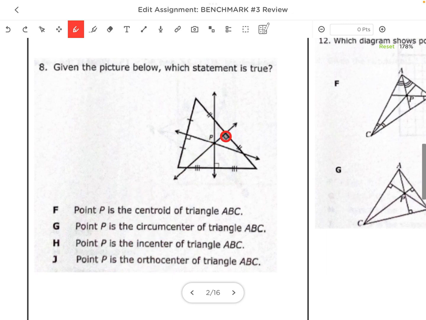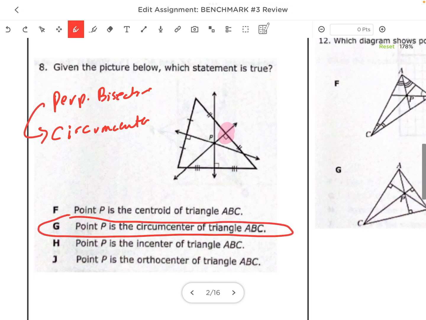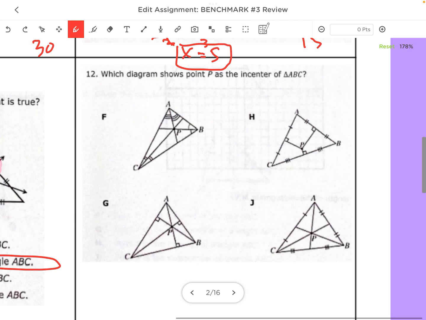Well, that's perpendicular, right? And it doesn't go to the vertex. It's just perpendicular, and these are in the middle, right? So that tells us these are perpendicular bisectors. Okay, perpendicular bisectors are circumcenter. So we know the one that has circumcenter has to be the correct answer. All right, let's keep it moving. See if you can get this one on your own.